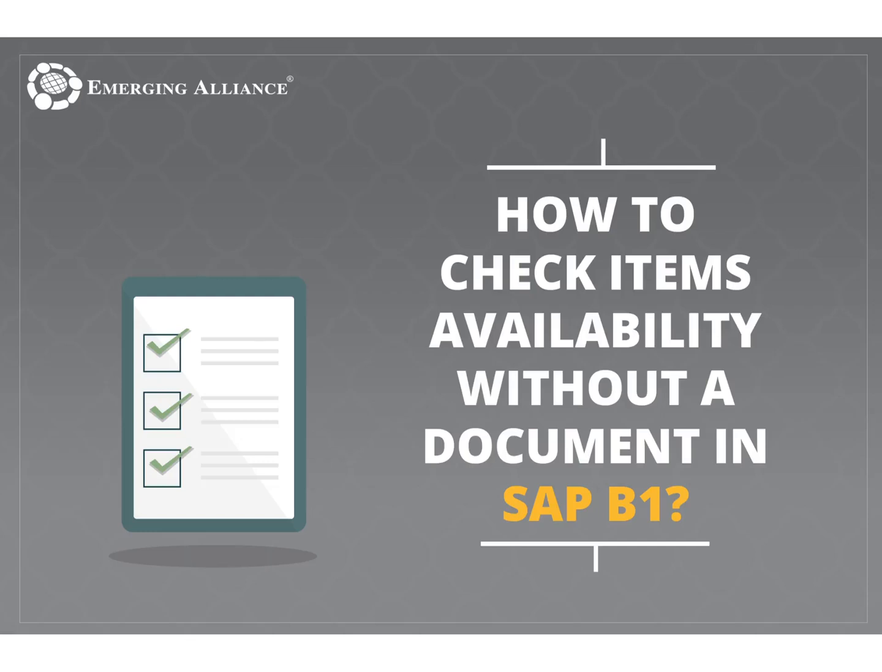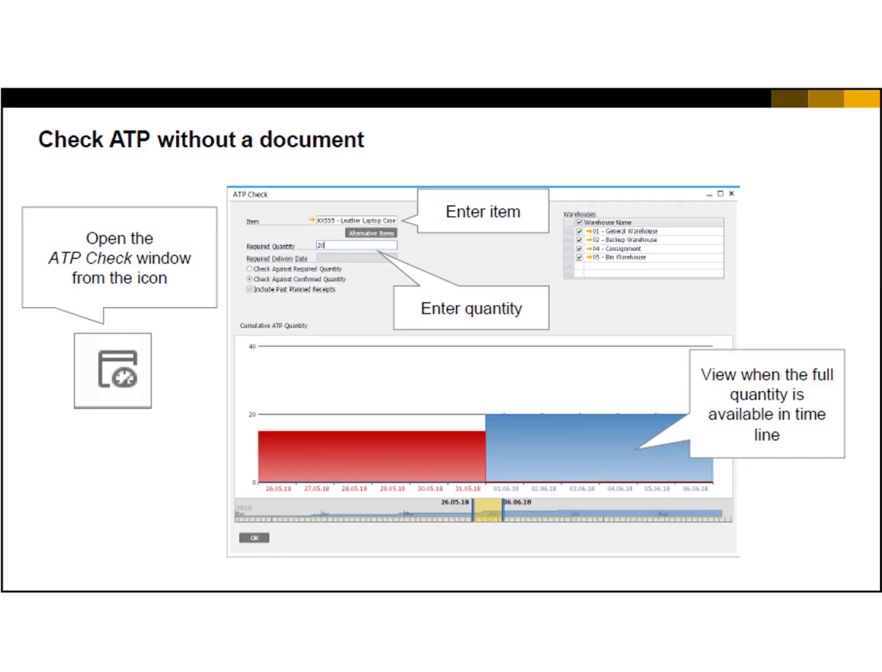In this video, you will get to know in detail how to check item availability without a document in SAP Business One. In addition to the check availability from inside documents, you can also open a graphical view of availability from an icon in the toolbar. Click the Available to Promise check icon on the toolbar to view the availability for a particular item across warehouses.